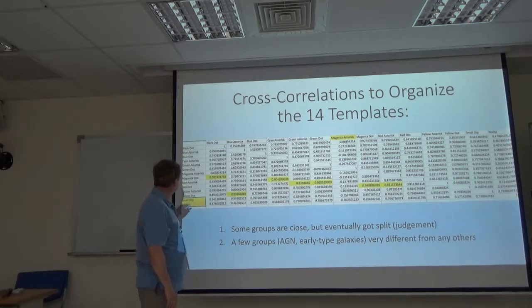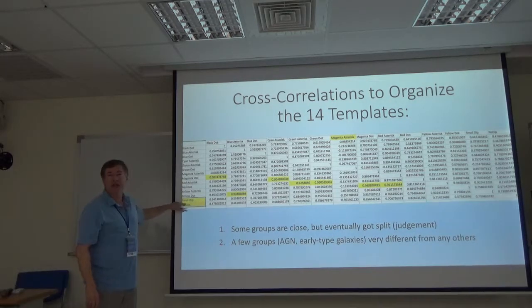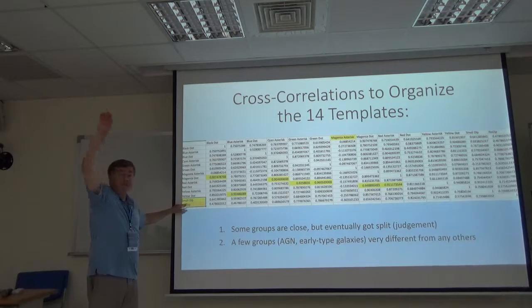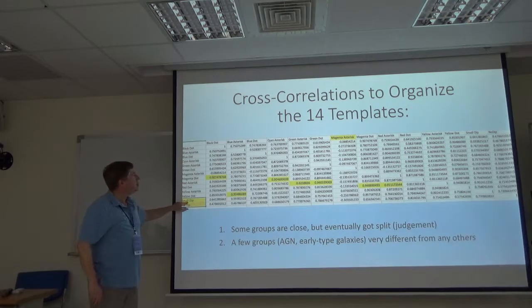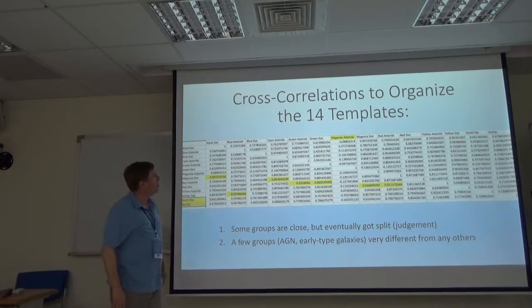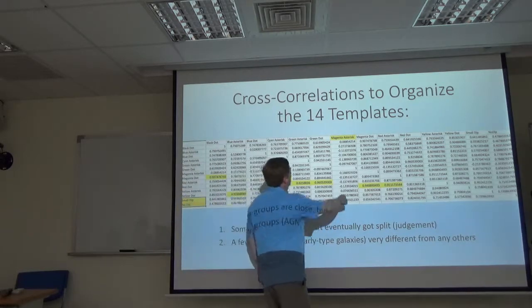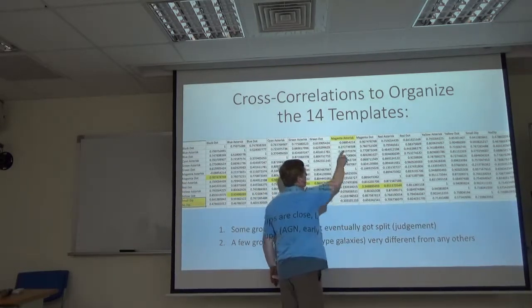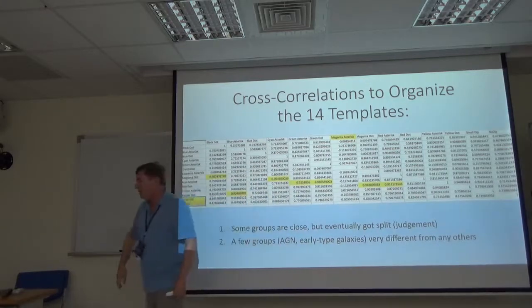Dramatically different categories are these, basically the AGN category here, that has a very strong hot continuum due to dust that's warmed by the AGN. This one here I showed you, this is the early type galaxies. It's anti-correlated with the other samples.